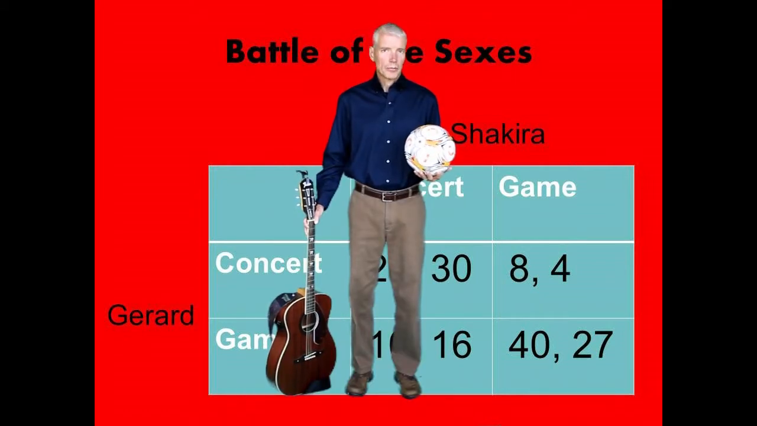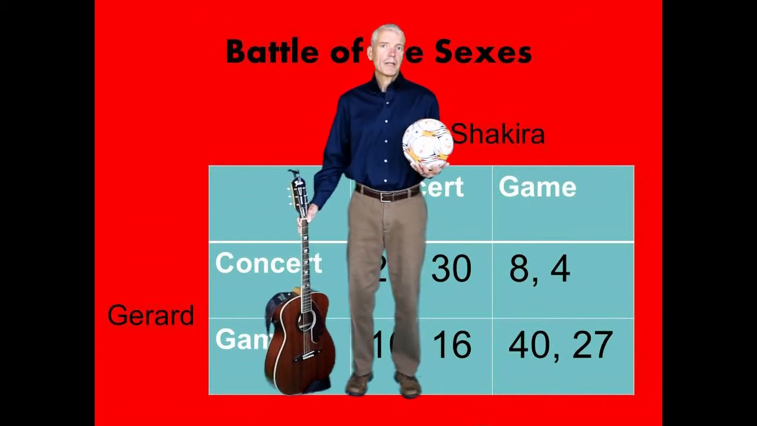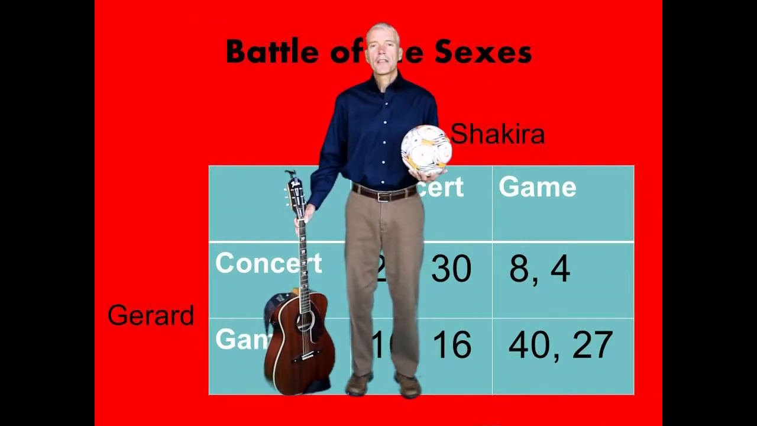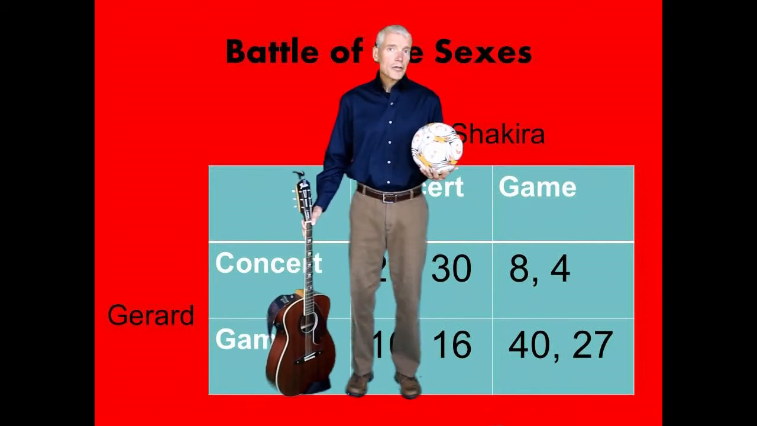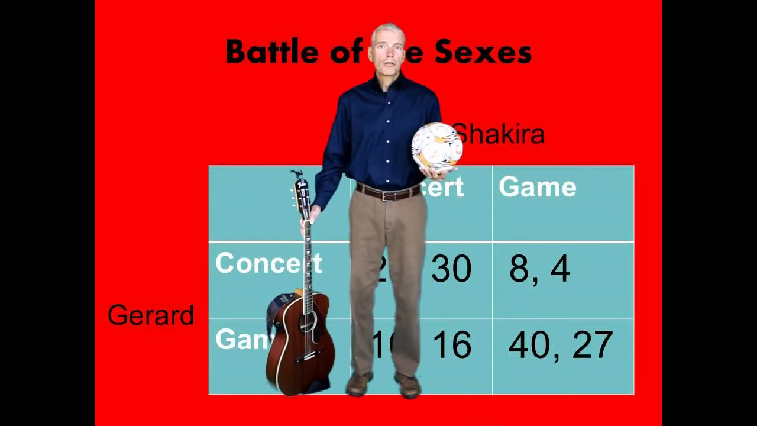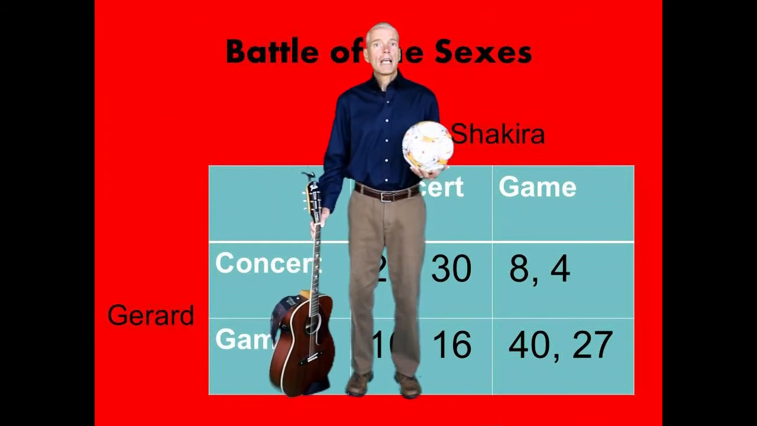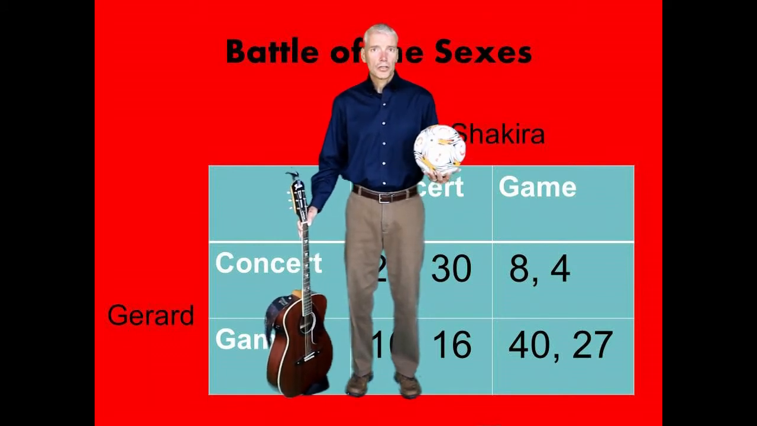Gerard Piqué is a soccer player. He really likes going to soccer games. Shakira is a singer, and she really likes going to concerts. They also like each other. Suppose that they had agreed to go to either a concert or a soccer game, but they can't remember where they agreed to meet, and they're separated. They don't have good cell service. They each have to decide which place to go to.